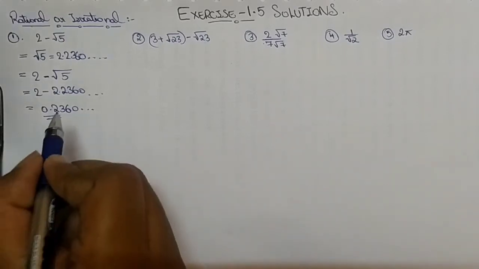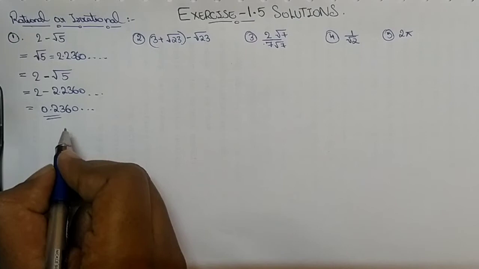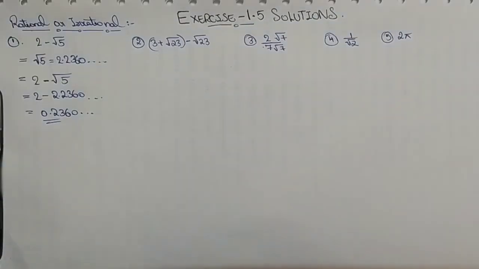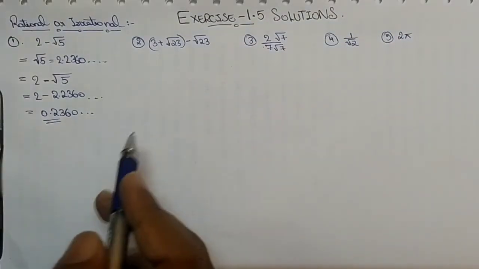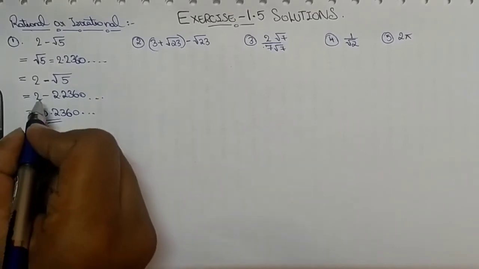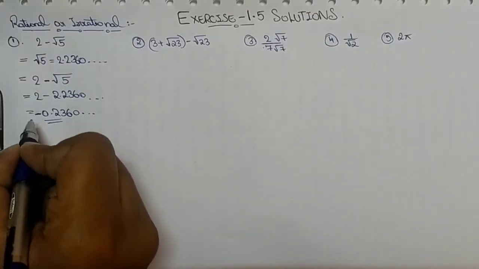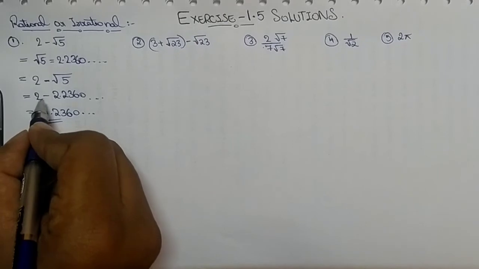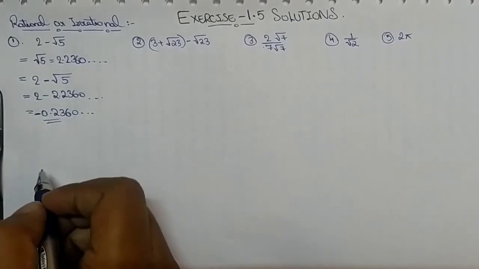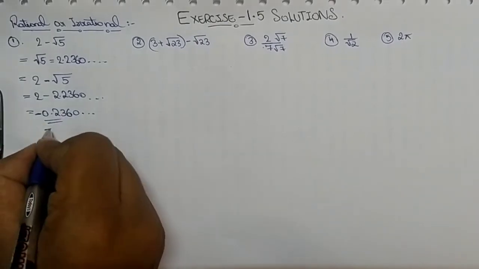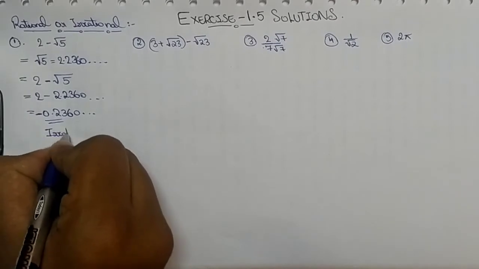Why? Because we cannot write such a number in the form p by q. This is an irrational number, and we see the sign is negative. Why? Because we are subtracting a large number from a small number, and this is an irrational number. That's why we classified the first one as irrational.